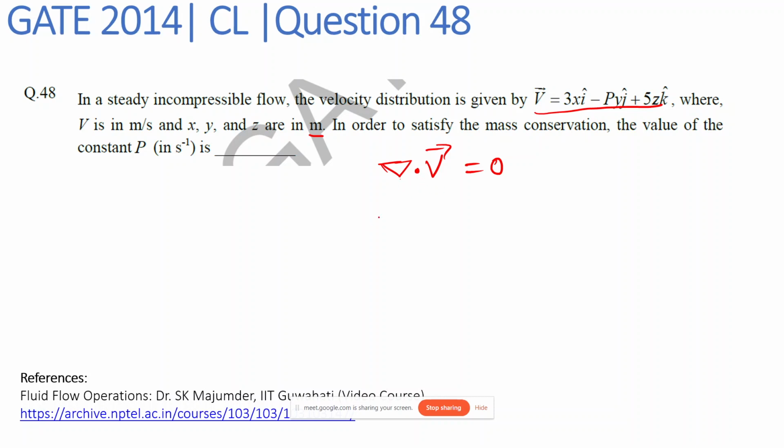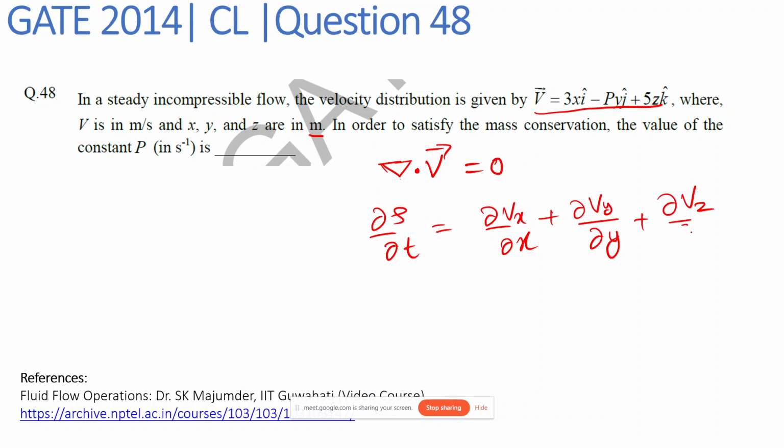where we can write this as del rho by del t plus del by del x of rho Vx plus del by del y of rho Vy plus del by del z of rho Vz. So you can simplify this continuity equation in this form, and since we have incompressible fluid, the density won't change with time, and this term will be 0. And this Vx, Vy, Vz are the velocity components in x, y, z, or the i, j, k direction of this velocity v, that we can replace.